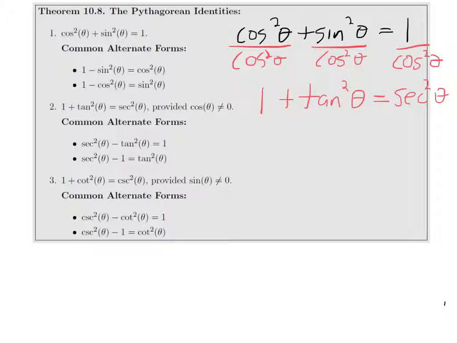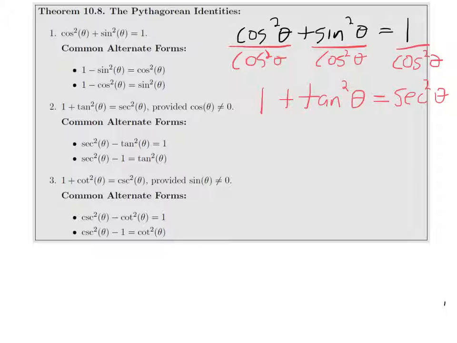And here we have arrived at this other form. Notice it says provided cosine theta does not equal 0. The step we just did, dividing by cosine squared theta, cannot be done if cosine theta equals 0. So we have to specify that cosine is not equal to 0 to even do this step.